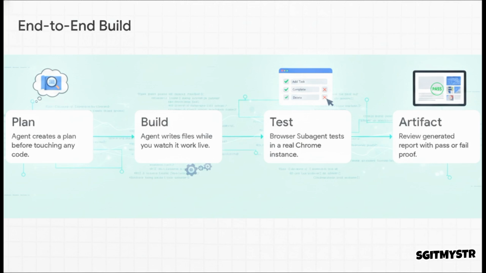Step 1 is that prompt. Step 2, the agent generates a detailed plan before touching a single line of code, which gives you a checkpoint to review. Step 3, the agent rapidly builds the code files. In Step 4, it spins up a real Chrome browser, clicking Add, Complete, and Delete, just like a human tester would. And finally, Step 5, it delivers the artifact report with screenshots and pass-fail verification. It is just a completely cinematic flow of automated development.